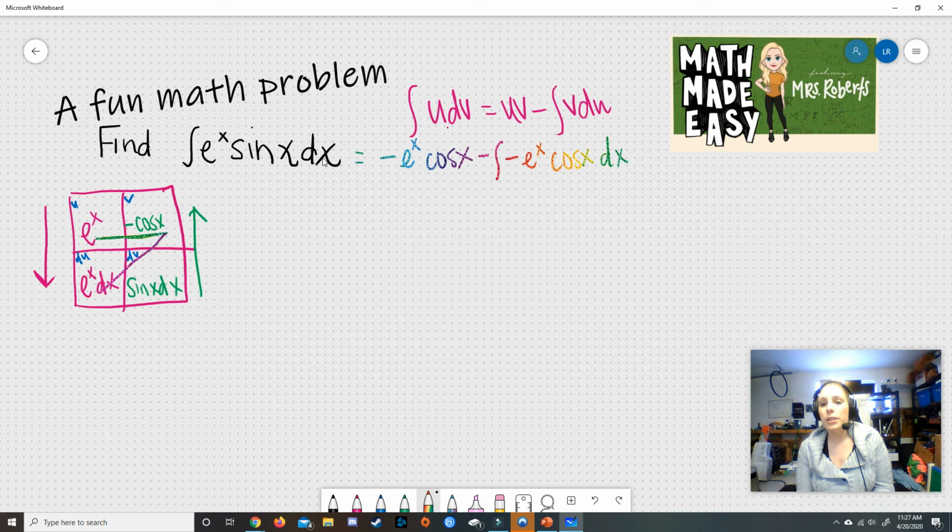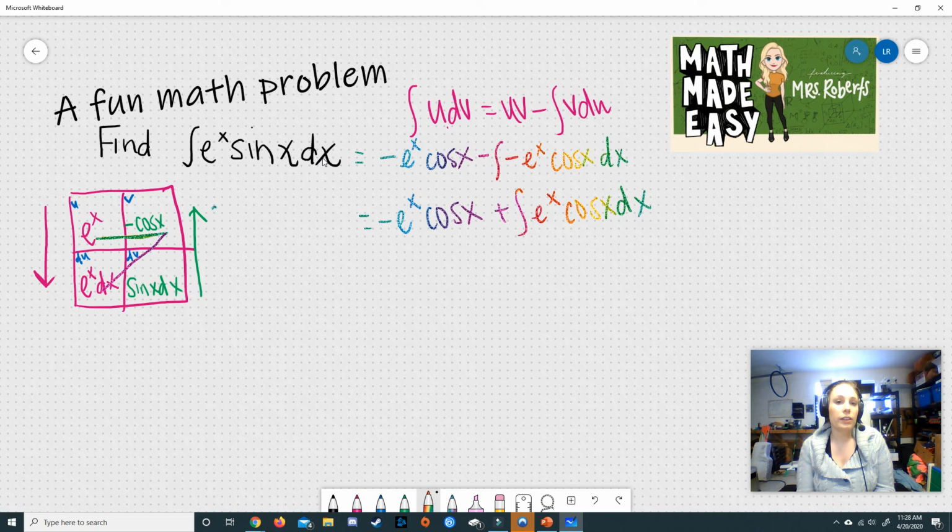Now, we're not done with integration by parts until we have dealt with all of the integrals on the right-hand side. So let's go ahead and simplify this. This is going to become negative e to the x cosine of x plus e to the x, the integral of e to the x cosine of x dx. And this is still equaling the integral of e to the x sine of x dx.